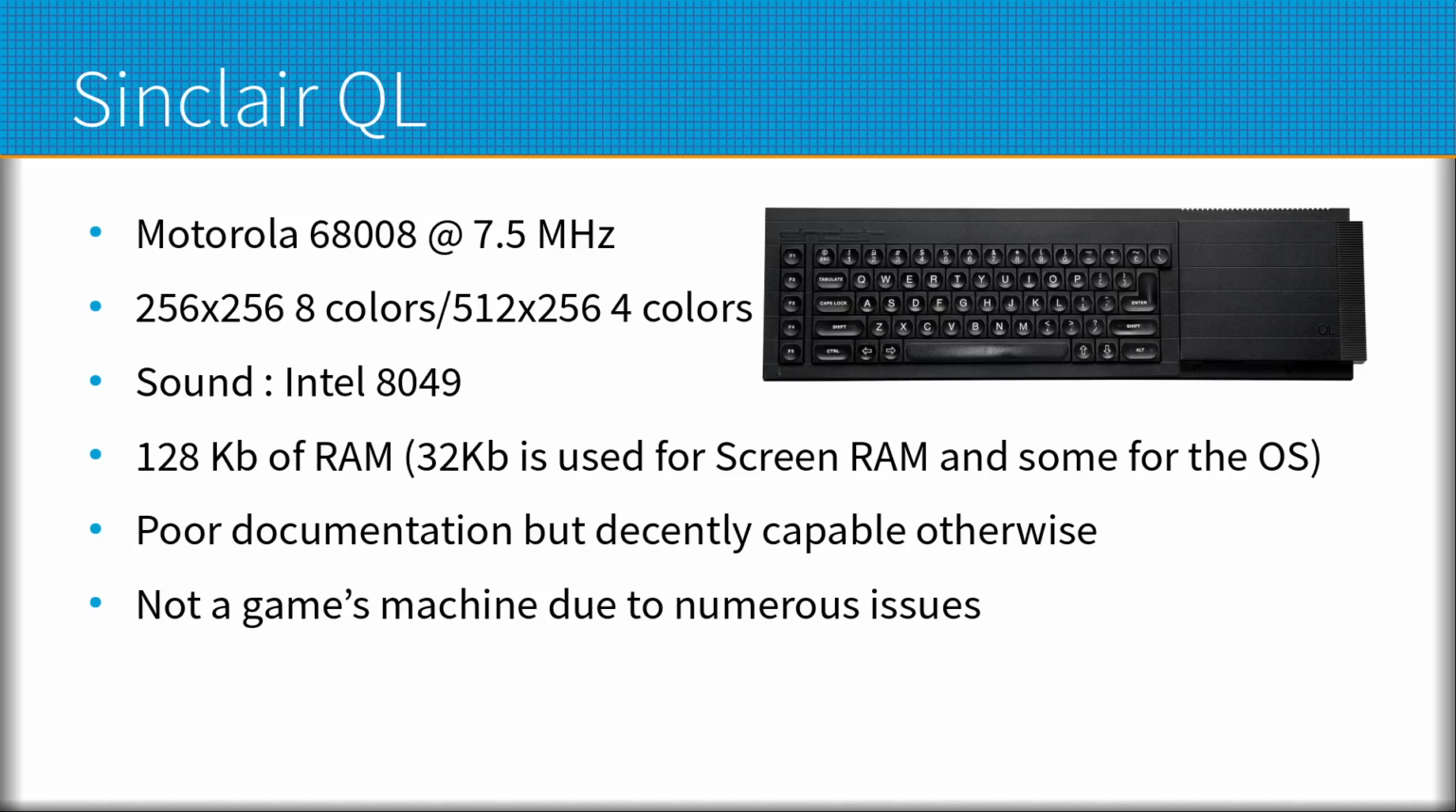So this was the successor to the ZX Spectrum, except that it was one of the first computers ever to come with the Motorola 68000. However, this one is a bit particular. It is the Motorola 68008, and this is an 8-bit variant of the processor. So the external data bus is 8 bits, and that considerably slows it down compared to the normal Motorola 68000.